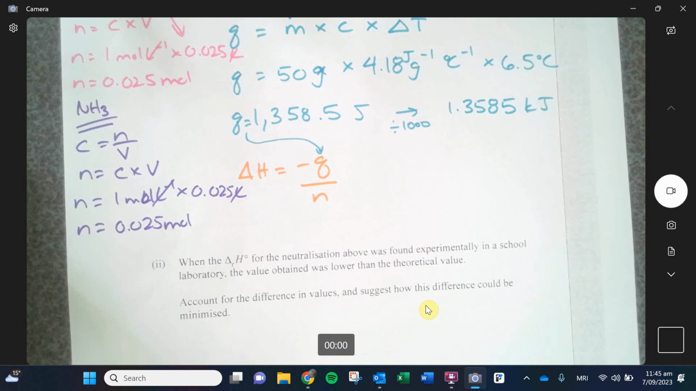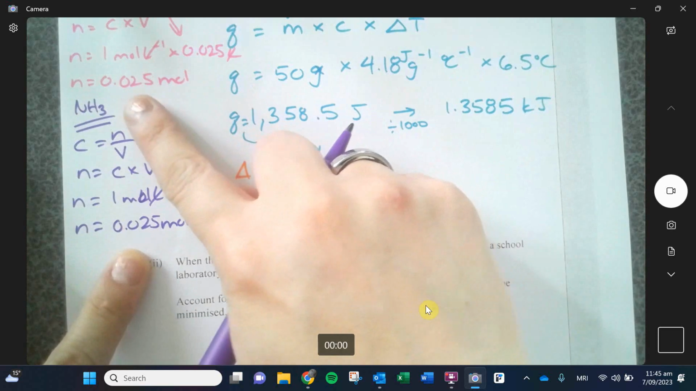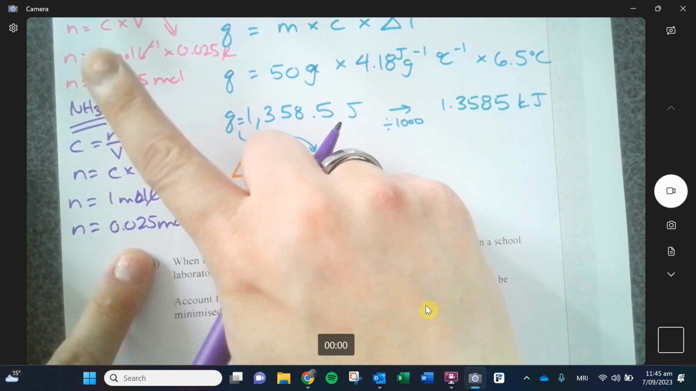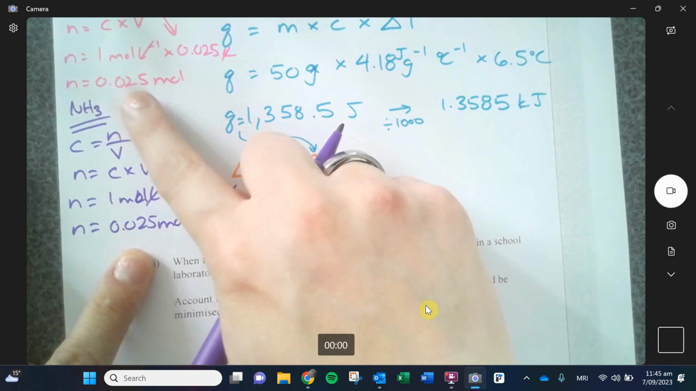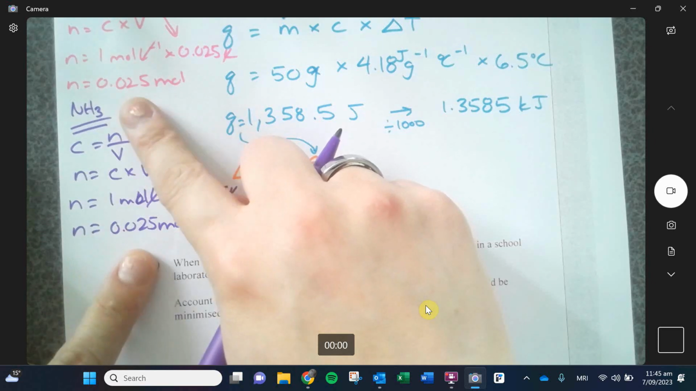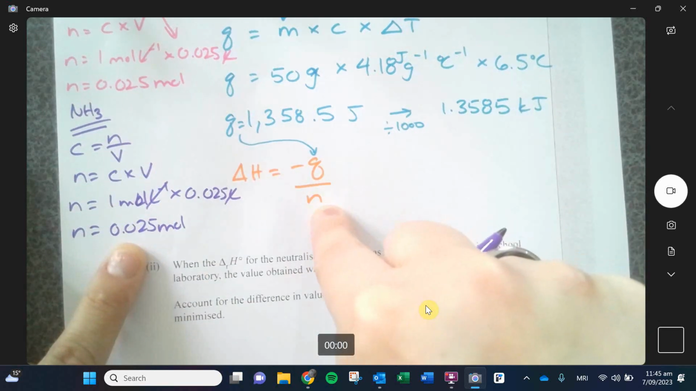If you did these calculations and one of these two numbers was smaller, you would use the smaller of the two numbers. If these were two different numbers, say this was 0.02 and this was 0.25, the smaller would run out first for the reaction. If these were different numbers, the smaller of the two numbers is what I would put in for the n.